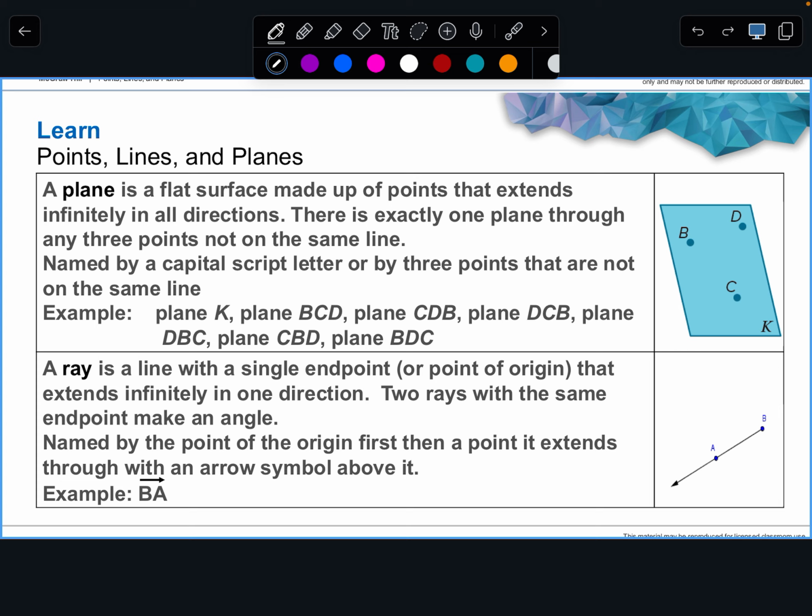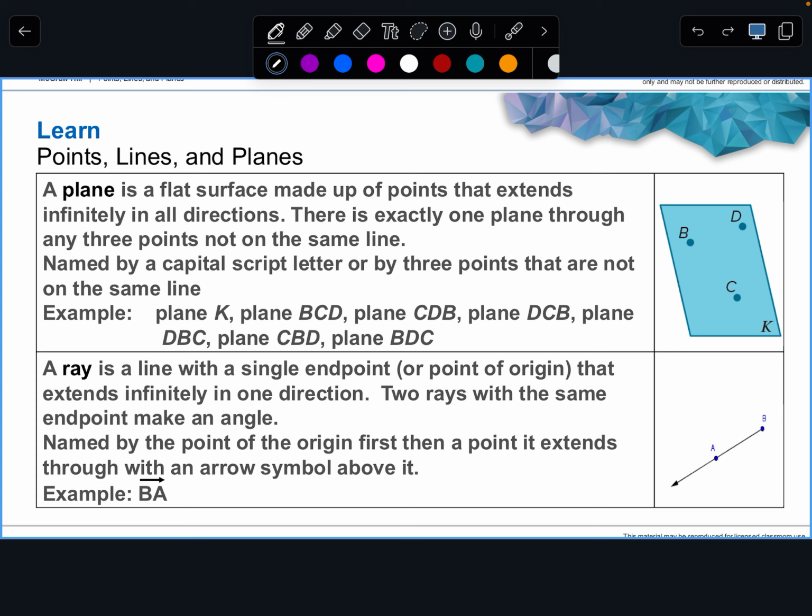You have to have at least 3 points to define a plane, because if you have 2 points, you've got a line, right? If I draw 2 points, I can make a line through them. But once I get a 3rd point in, that can't be part of the line, so now I have to include it into that plane there. So 3 points makes a plane. Okay, so exactly 1 plane through any 3 points that are not in the same line.